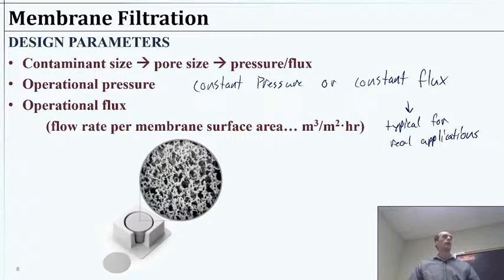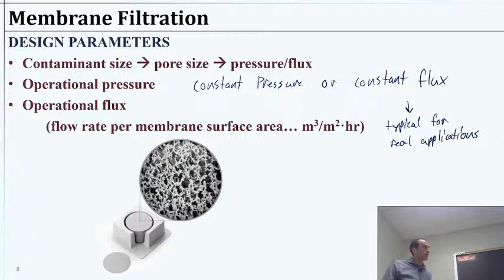So just like the granular filters, we had some area of the filter itself, pouring some water through. We get kind of a velocity term in some sense, or we could look at that as a flow rate divided by some area. So it's the same principle there. We're going to elaborate a bit on it. But those are essentially the design parameters.